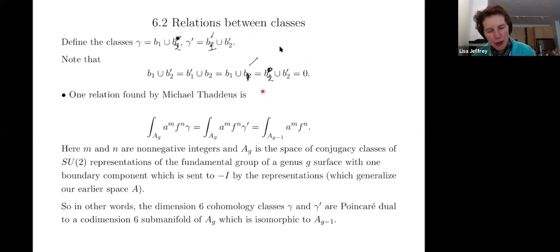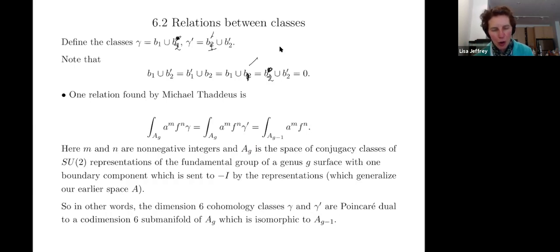One relation that was found by Michael Thaddeus is that, let me introduce A sub G. We've only been talking about something that I called A, which was for genus 2. Suppose you do the same thing for genus G. So you still have classes which are representations of the fundamental group on a surface which is a genus G surface with 1 boundary component, and the loop around the boundary is required to go to minus the identity. So we do the same thing for genus G. So our space A becomes A sub 2 in this notation.